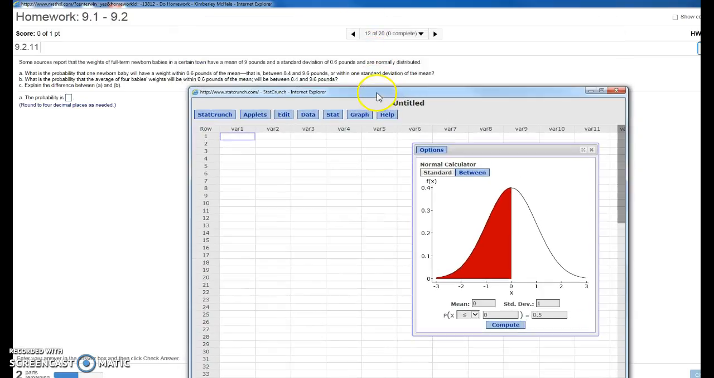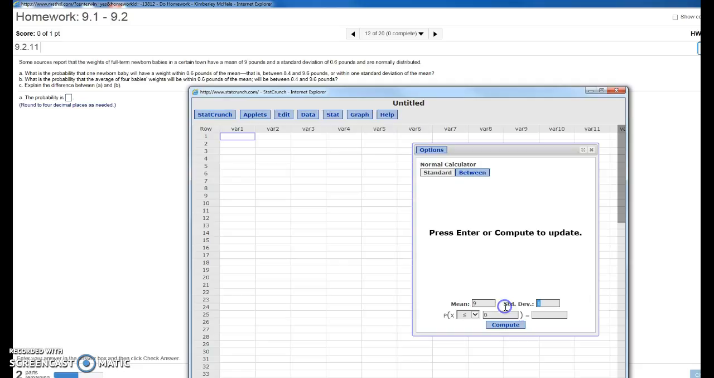If I go to Stat Calculators and come down to normal, I have my normal calculator. This problem told me that the mean was 9 pounds, so I can put 9 pounds in here, and the standard deviation was 0.6 pounds. I want the probability that they will weigh between 8.4 and 9.6 pounds, or within one standard deviation of the mean. Remember, the empirical rule said within one standard deviation is about 68%. So let's see what happens when I do this.